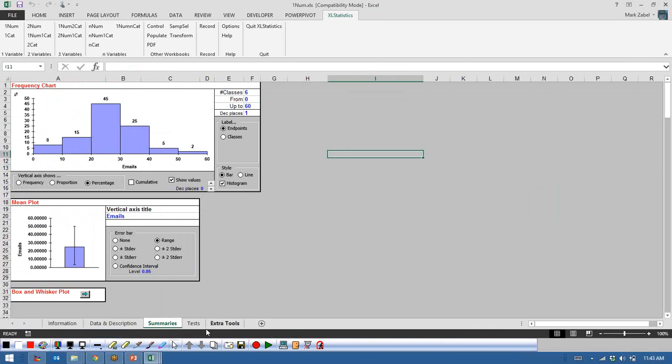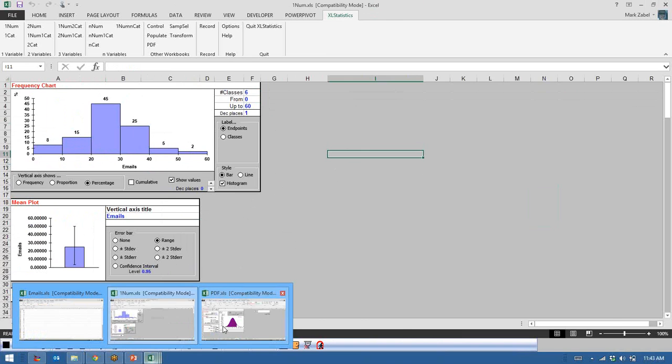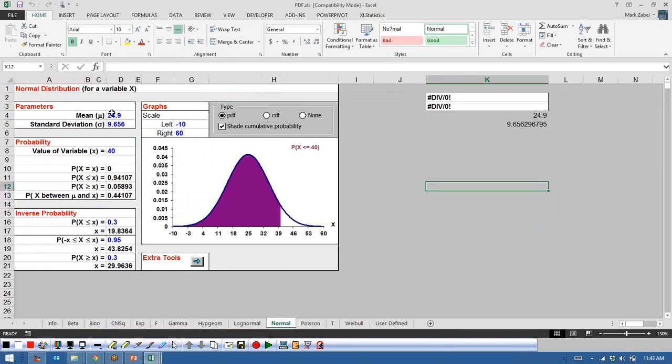But let me show you how to do it using the modeling that we did before. Again, we would come up with the same picture. It's the same mean and standard deviation. We just have to do both sides. Now, luckily, Excel Stats does that for us.